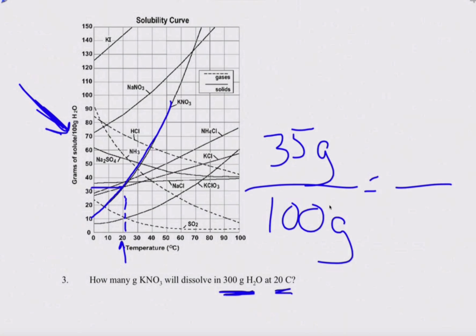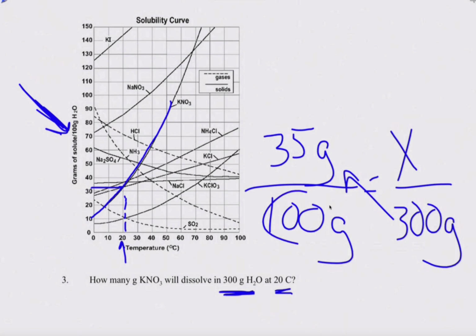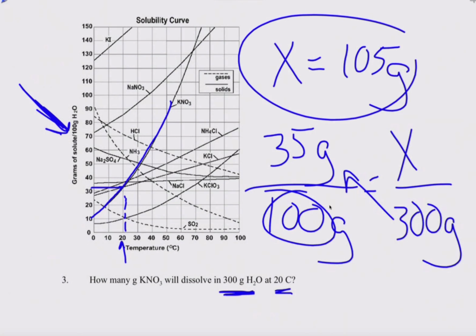So if you wanted to set it up as a proportion, you could say, all right, if I had 300 grams, how much potassium nitrate could I dissolve? Well, that works out to 300 times 35, and then divided by 100, which works out to 35 times 3. So the number of grams I could have would be 105. 35 times 3 grams. So that's the answer to that one.